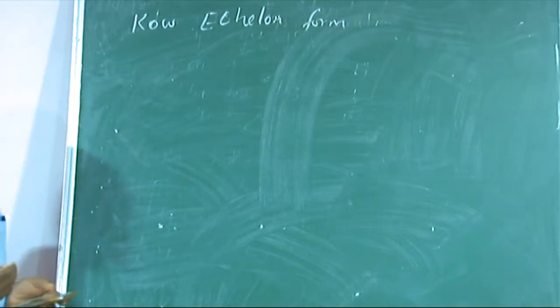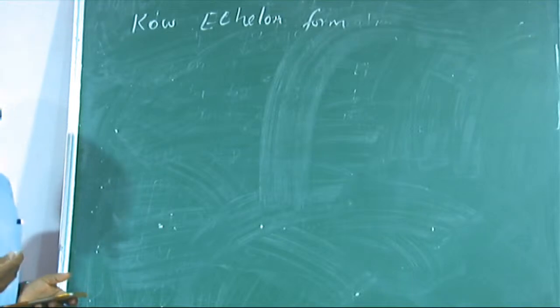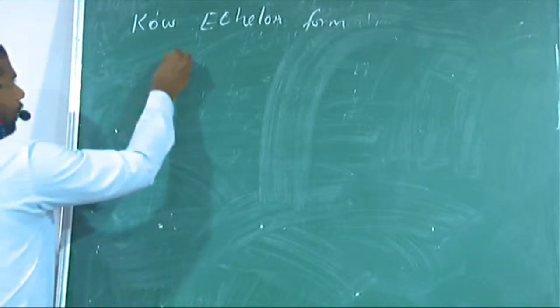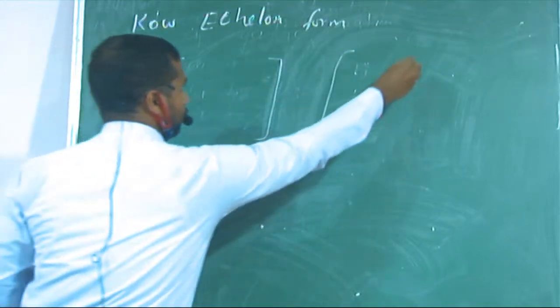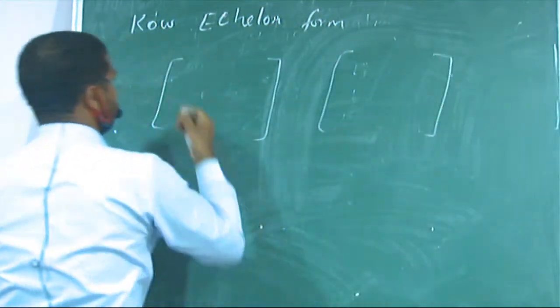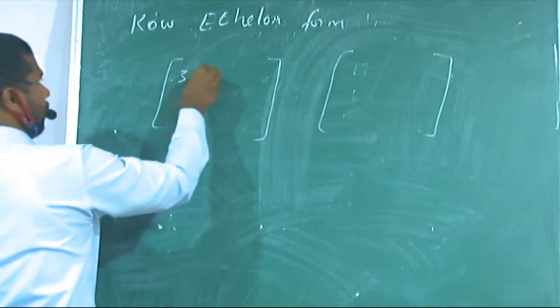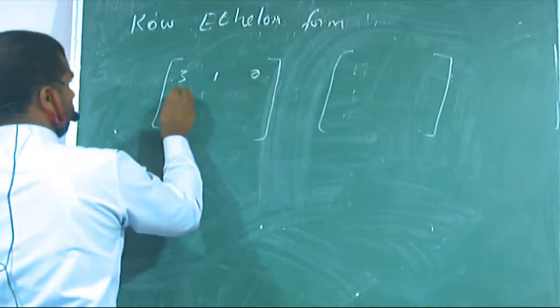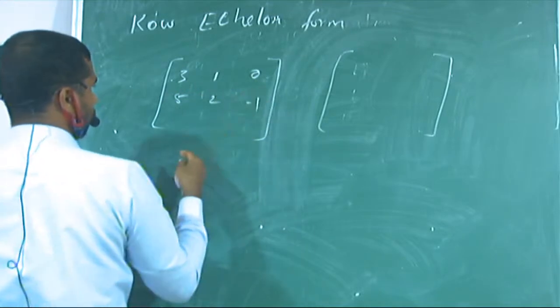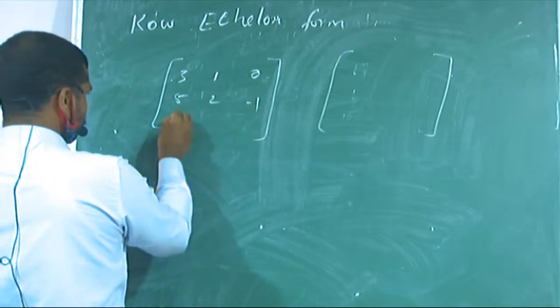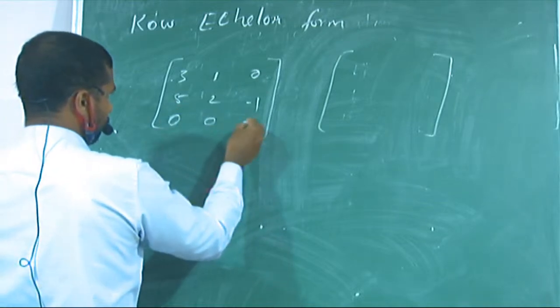What is a row echelon form? When starting the non-zero digit. So I have taken different 3 into 3 matrix sets. Okay, different 3 into 3 matrix sets. There is actually 3, 1, 0, 5, 2, minus 1, then 0, 0, 1.